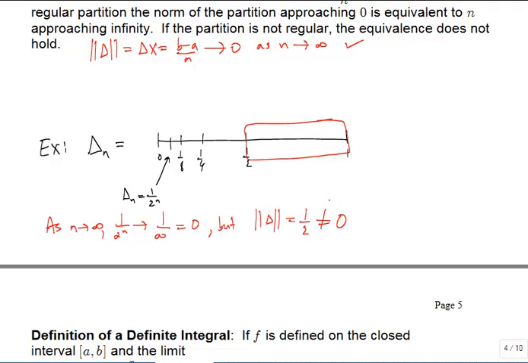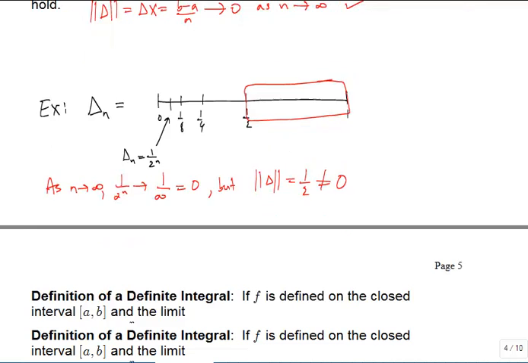So our little 1 over 2 to the n's do go to 0, but the norm, the largest subinterval, isn't going to 0. It's fixed at 1/2. So this is why we would have a problem using this particular partition and a Riemann sum. It wouldn't satisfy that the norm needs to go to 0, so we wouldn't necessarily get that exact area that we're looking for. Okay?